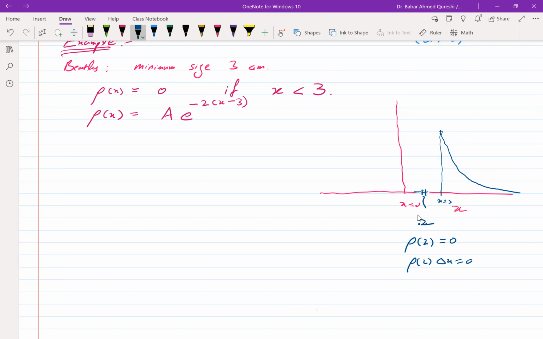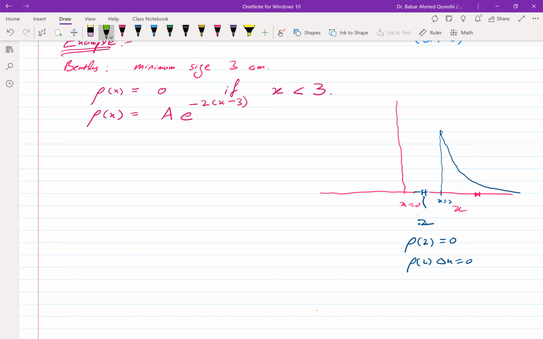Sir, I still don't get what you mean by the word bin over here. Oh, a bin is just, I pick a value of x and then I make a small range around it, depending on how much accuracy you want. Okay, sir, I get it.